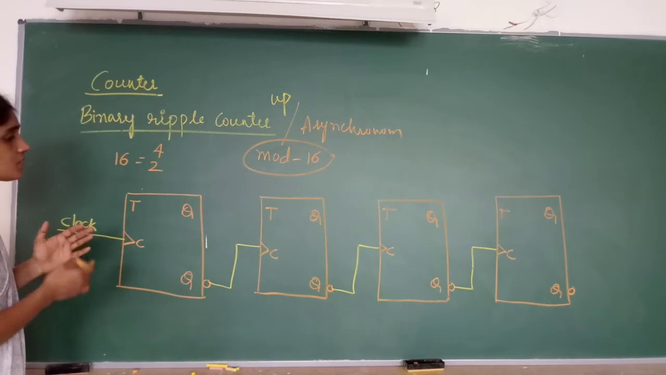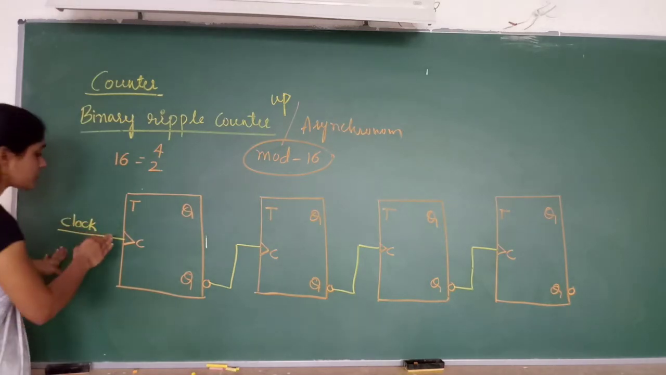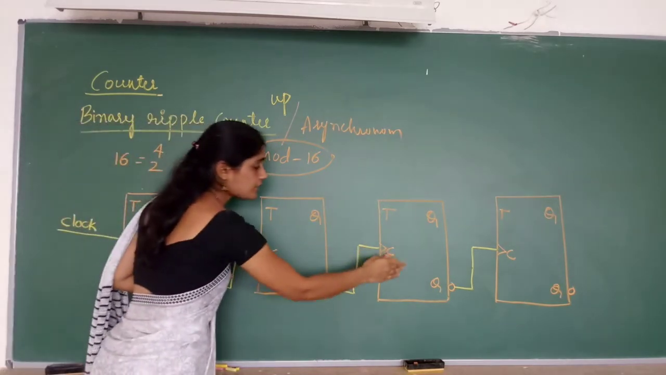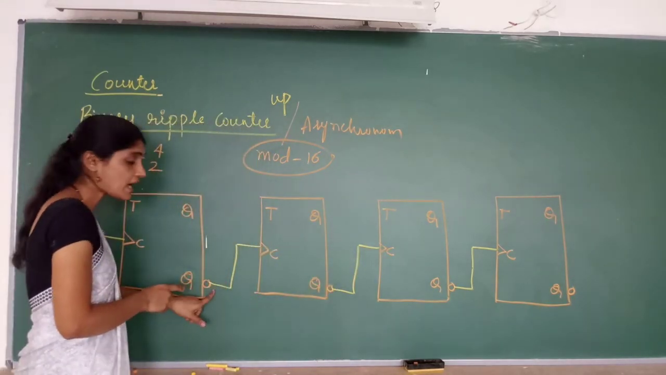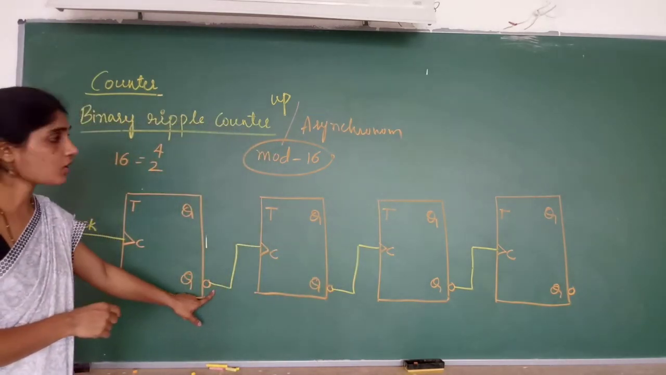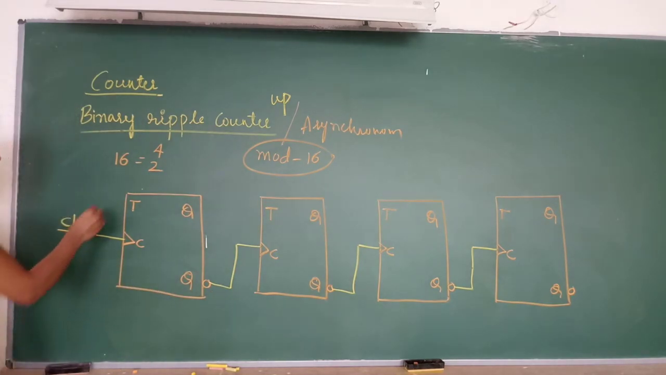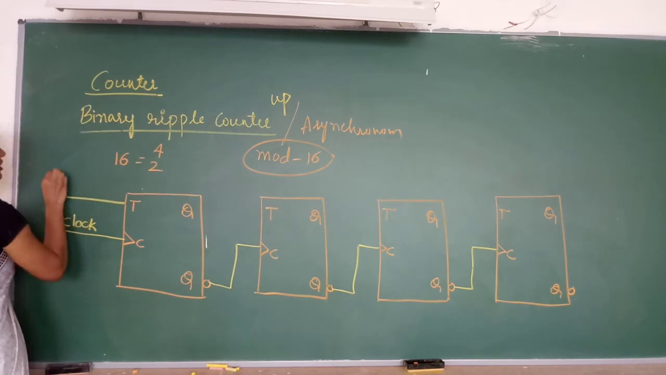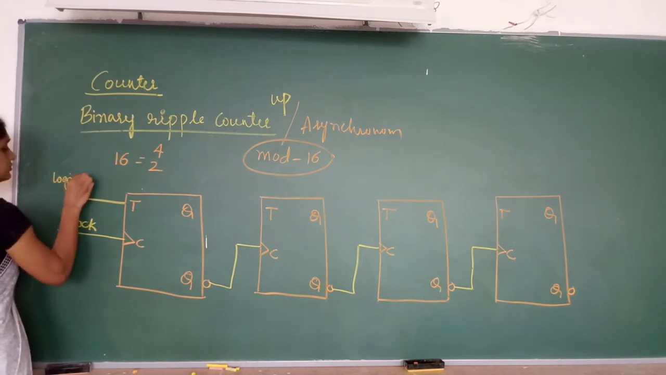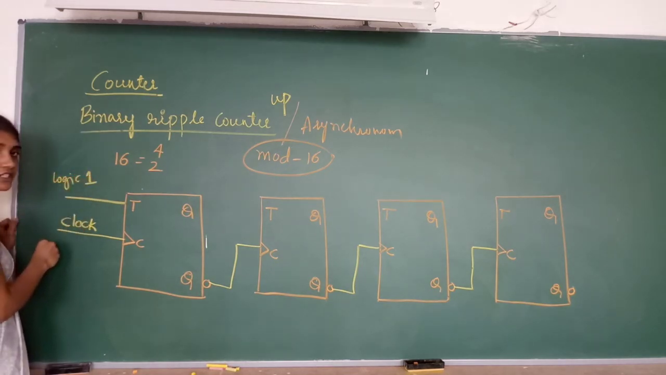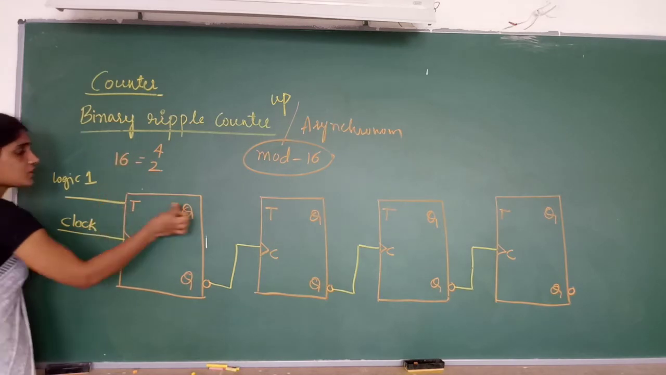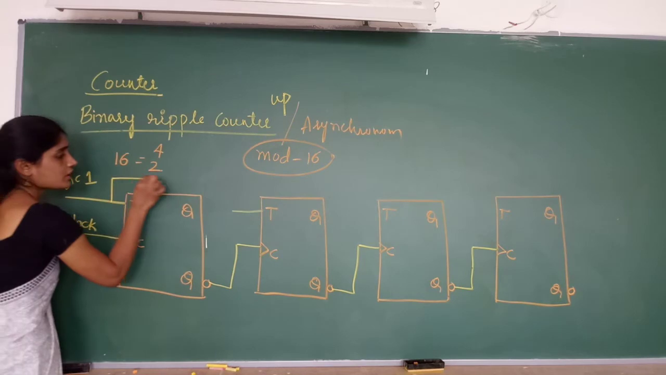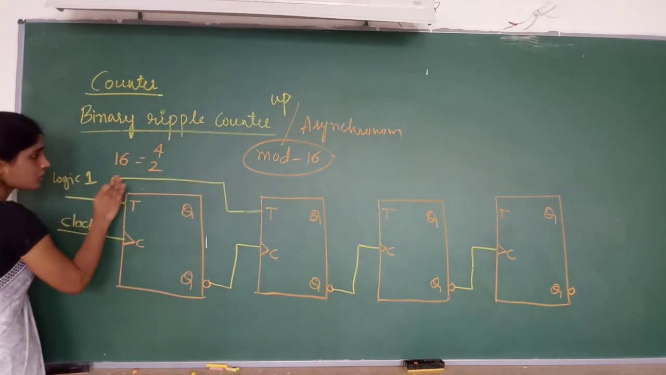Okay, so now the clock is given. In the asynchronous counter, the clock is given directly to only the first T flip-flop. For the remaining T flip-flops, what is the clock? Q bar is the clock. Very important. Q bar is the clock. What is the input T? T is logic 1. The T input is logic 1 for all the T flip-flops. Either you can write logic 1 for all the T flip-flops, or you can just short them. Same input, logic 1.